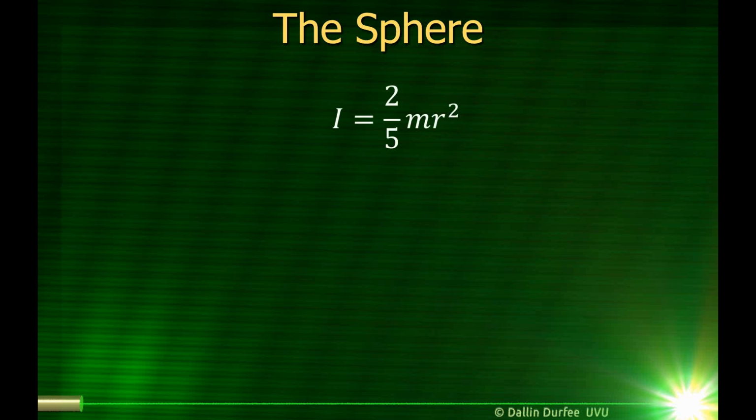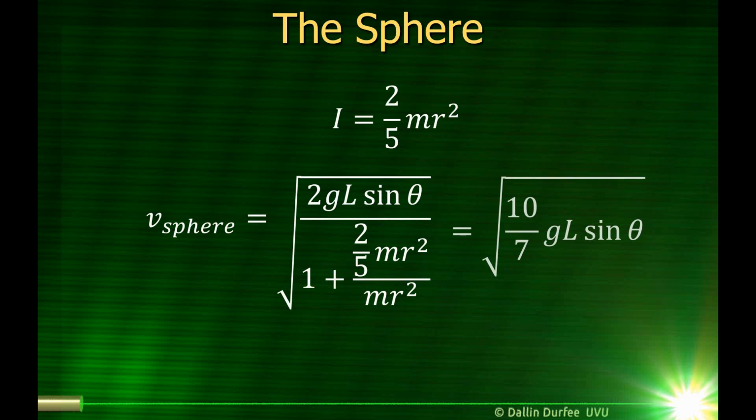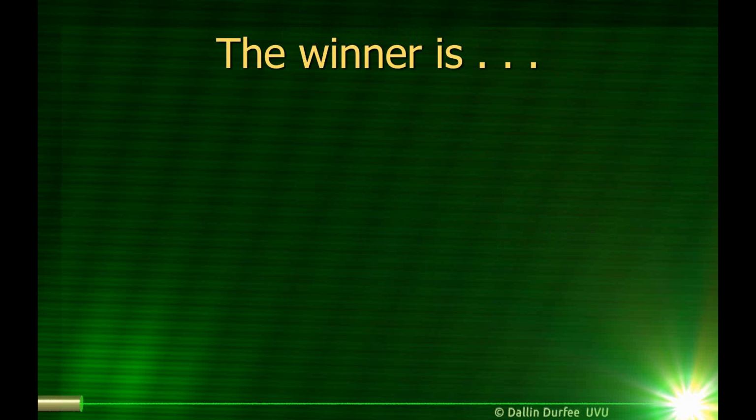Now, finally, the sphere. The sphere has a moment of inertia of 2/5 mr squared. So we plug that into our formula, and we find that the velocity of the sphere is the square root of 10/7 g L sine theta, which is even larger, even closer to the sliding velocity. And that makes sense because a sphere has even less mass concentrated far from the axis and more mass concentrated near the axis of rotation when compared to a cylinder.